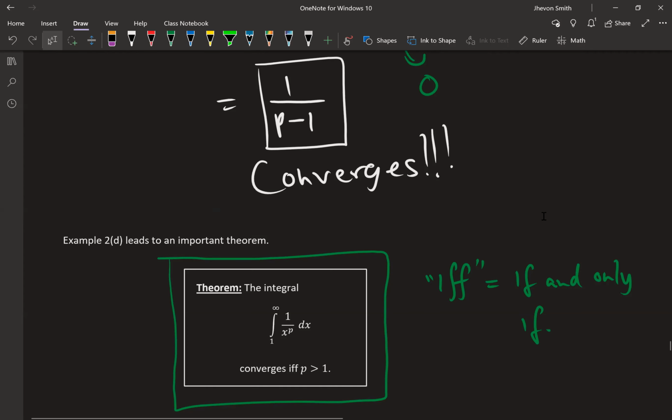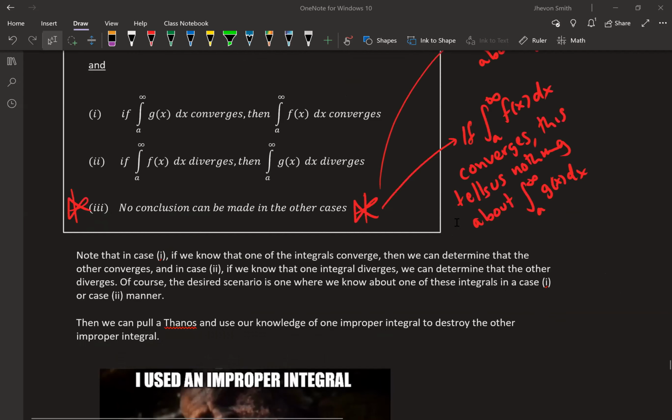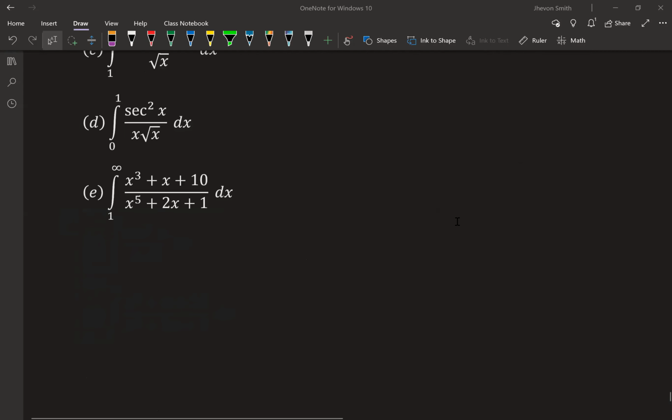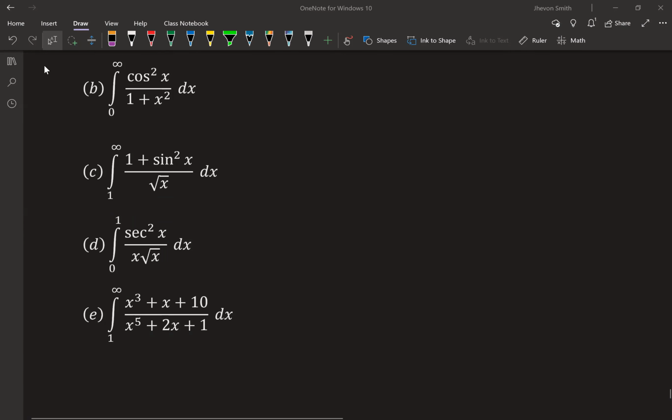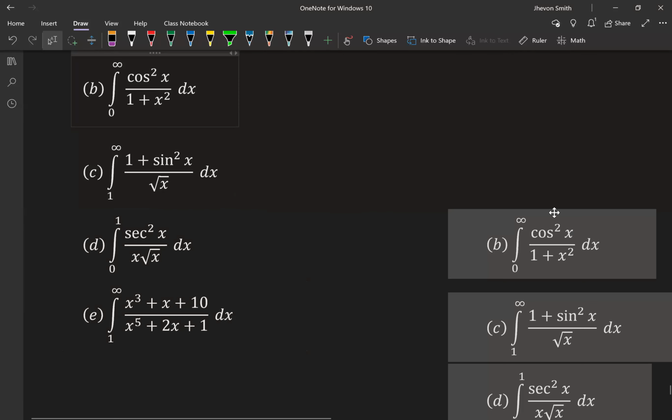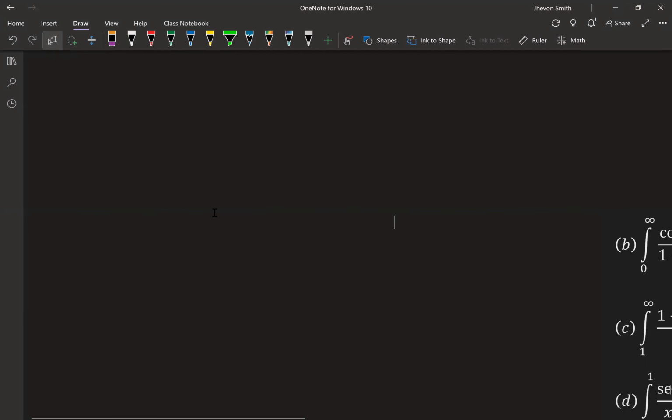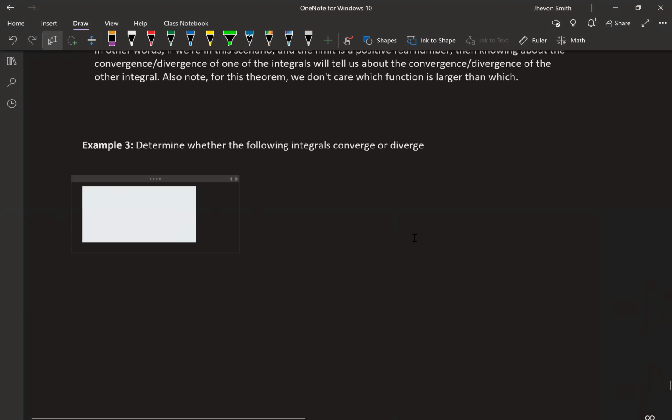The integral from 1 to infinity of 1 over x to the p dx converges only if your p is greater than 1. It diverges in all other situations. Okay, that being said, let's actually jump into the examples. So we have 5 examples to wrap up this section. Let's get down to the nitty-gritty. Okay, so here's an integral.